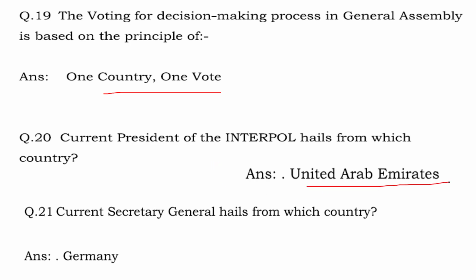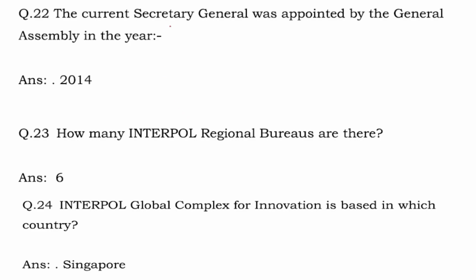Current president of the Interpol hails from which country? United Arab Emirates. Current Secretary General hails from which country? Germany. Okay. Now I have already given the names of these two personalities, so you have to note them down. Very important: the current Secretary General was appointed by the General Assembly in the year 2014.